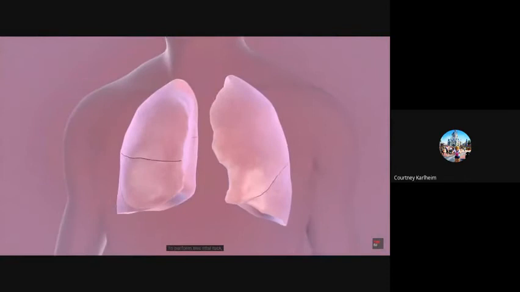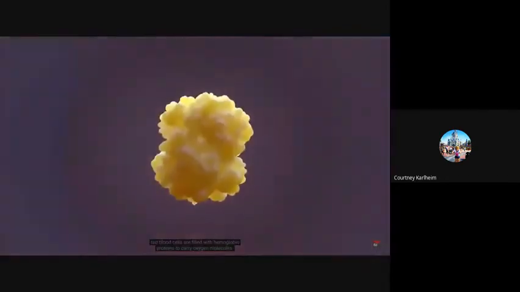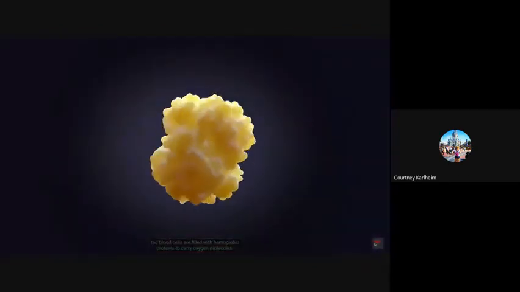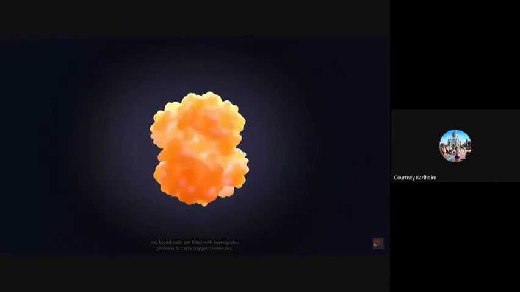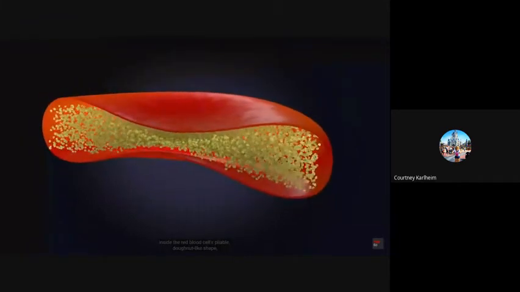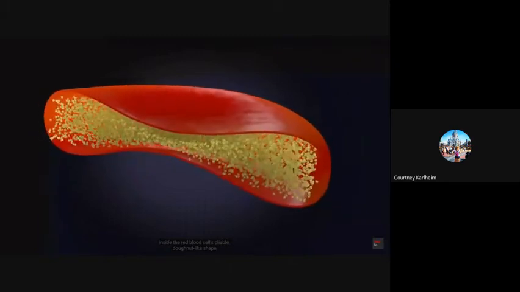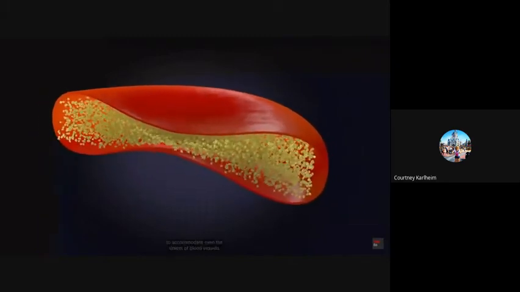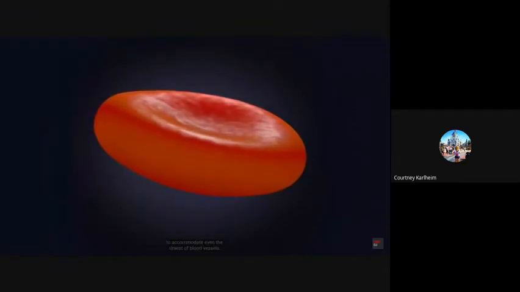Sickle cell disease affects the red blood cells, which transport oxygen from the lungs to all the tissues in the body. To perform this vital task, red blood cells are filled with hemoglobin proteins to carry oxygen molecules. These proteins float independently inside the red blood cell's pliable donut-like shape, keeping the cells flexible enough to accommodate even the tiniest of blood vessels.